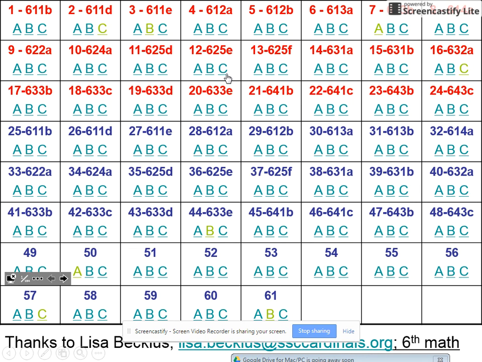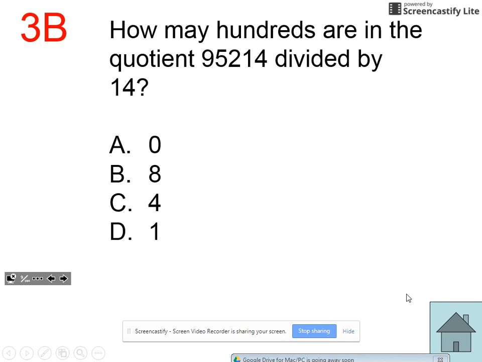Okay, next is 3B. How many hundreds are in the quotient for 95,214 divided by 14? If you did this division problem, then in the hundred spot of the answer, because remember the quotient is an answer to a division problem, in the hundred spot of the answer should be B, the number 8.